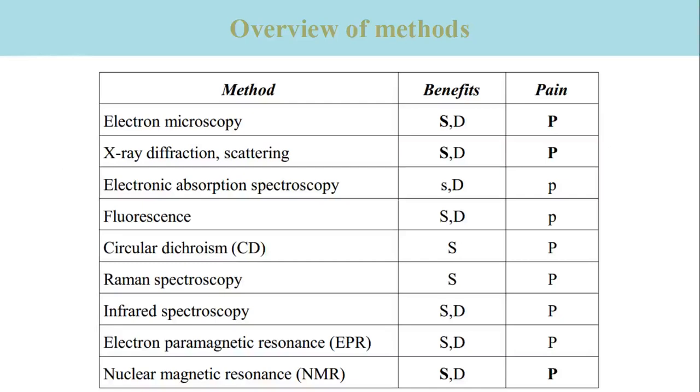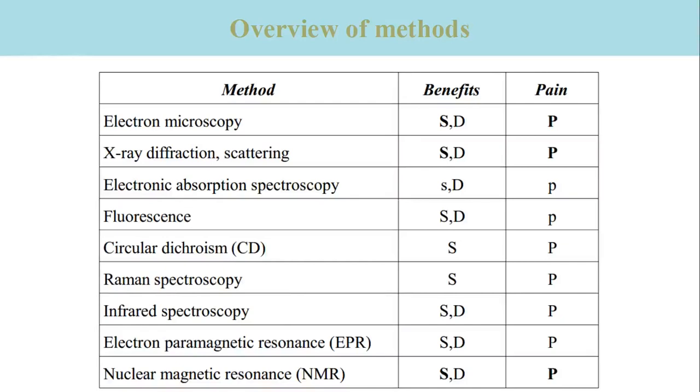The remaining methods give intermediate structural information. For example, circular dichroism and infrared spectroscopy provide information on the secondary structure of proteins. In addition, infrared spectroscopy can be used for detailed studies of the reaction mechanism of proteins with a time resolution up to femtoseconds. And EPR spectroscopy provides mobility information similar to fluorescence.